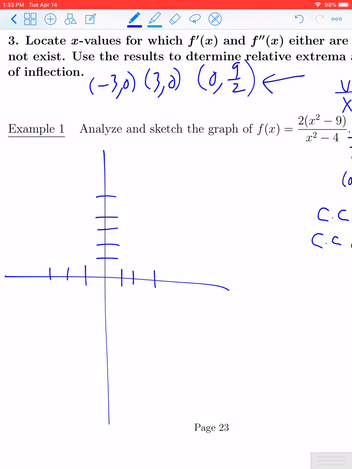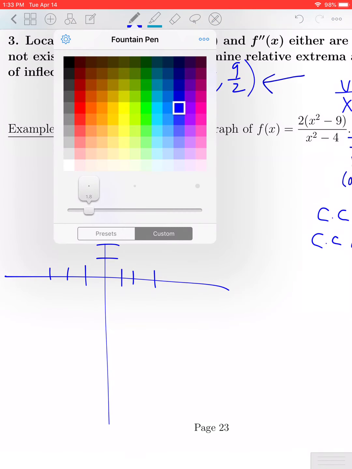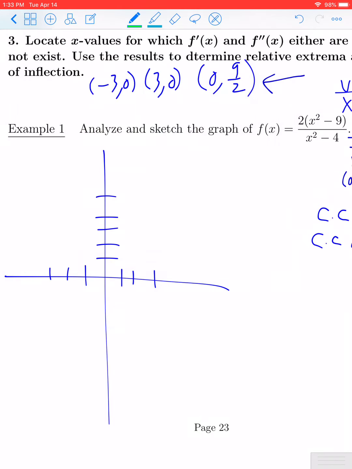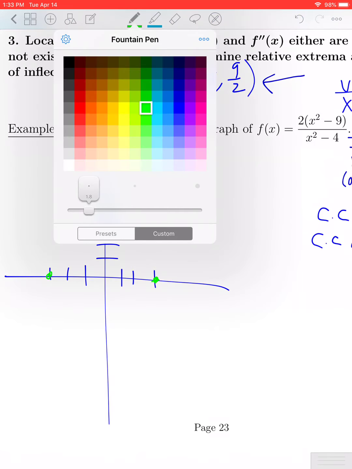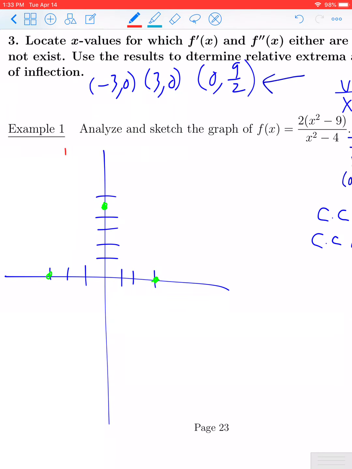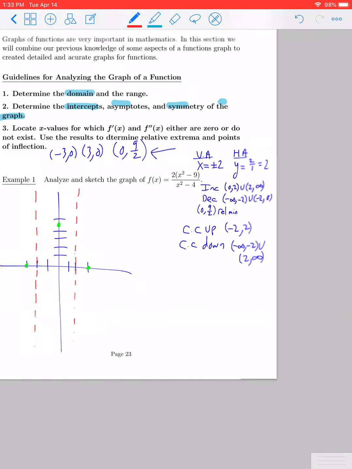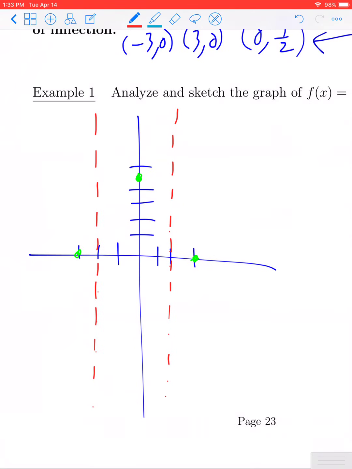We know we have a y-intercept. Maybe I'll do the graph in green. At 0, 9/2, that's 0, 4.5. That's going to be about here. We have x-intercepts at -3 and +3. We also have some asymptotes. We have a vertical asymptote at x equals -2. Vertical asymptote at x equals +2. And we also had a horizontal asymptote at y equals 2.